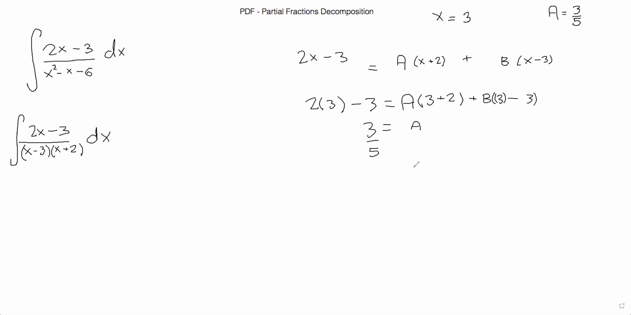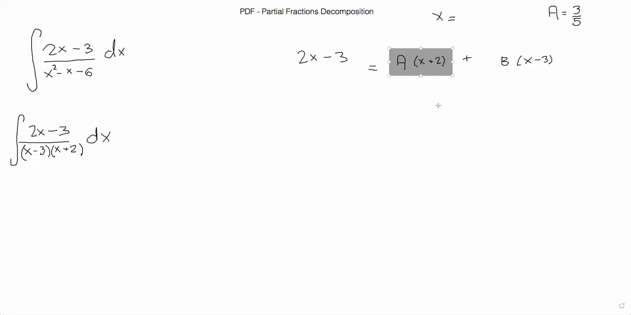So we don't need to do anything else with that one. We're going to pick a different value of x now. So now we're interested in finding B. In order to find B, we need to make everything in this box equal to 0. So x has to be -2 in order to accomplish that. So I'm going to set x equal to -2.